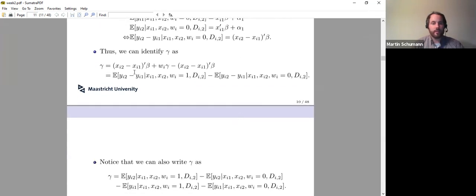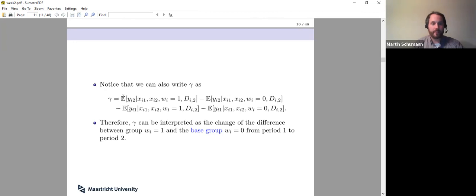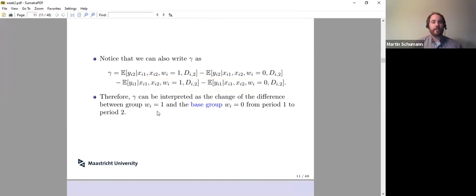You can also take the difference over time in the first group minus the difference over time in the second group. We can also write the same thing by taking the difference between the groups in period 2 minus the difference between the groups in period 1. Compare this with the first expression, and thus we can interpret gamma as the change in the difference between group 1, for instance the females, and the males, from period 1 to period 2.